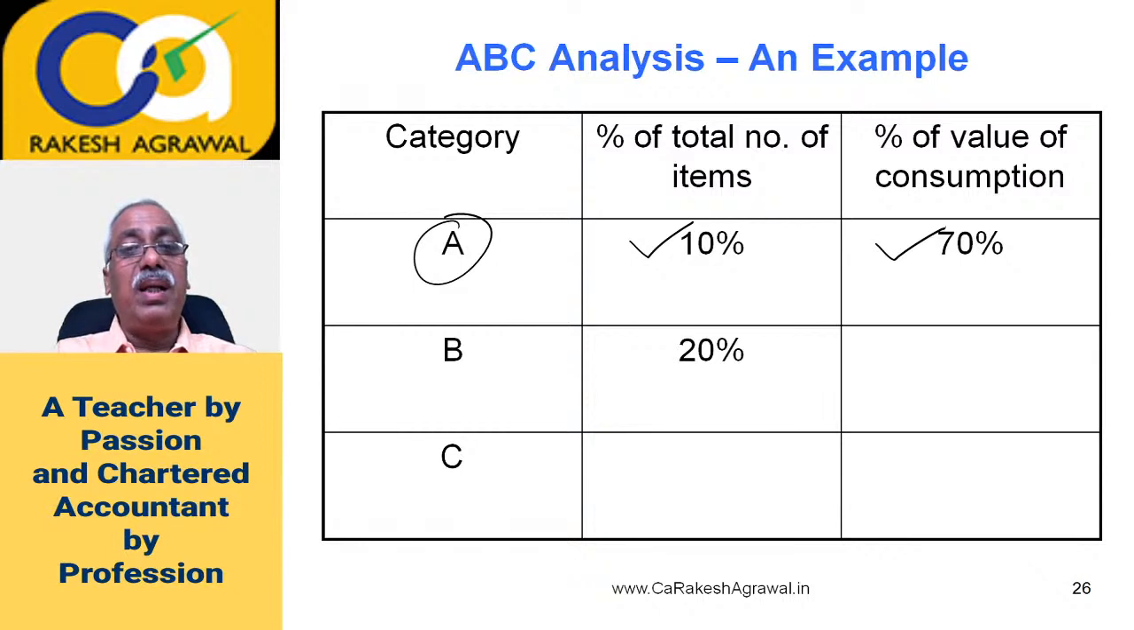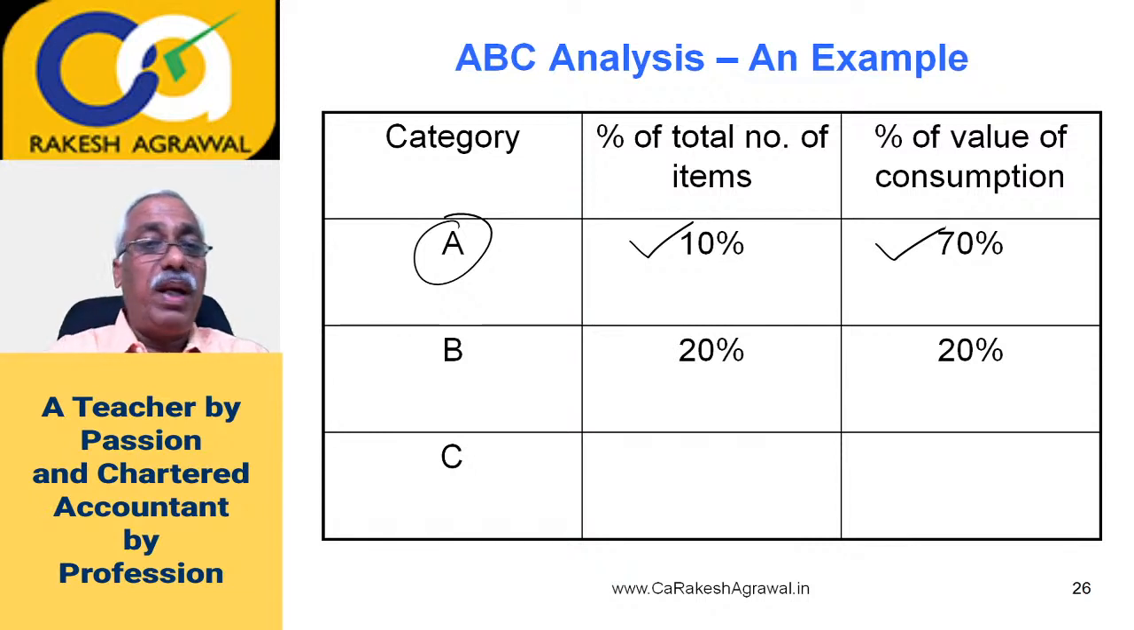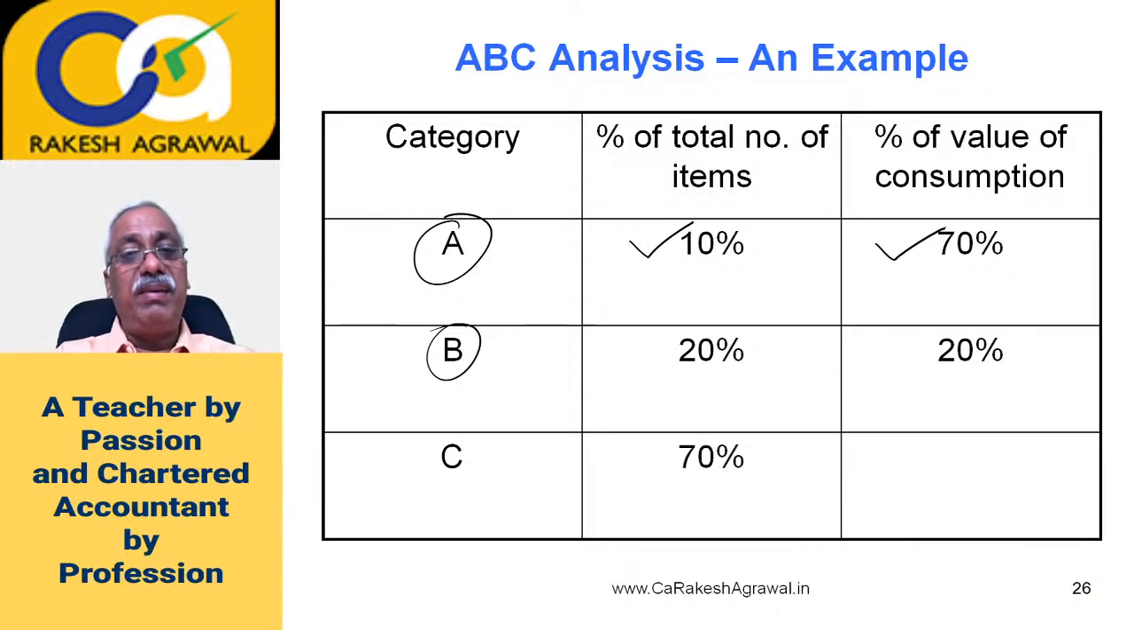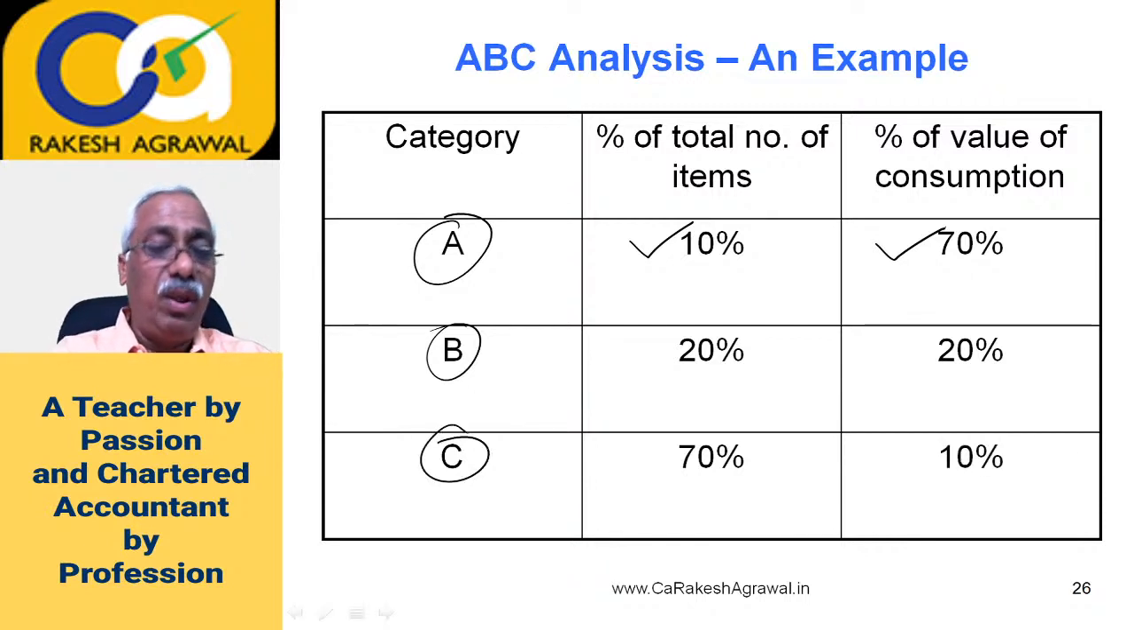Let us say in B category you have around 20% items and around 20% consumption value. These are all imaginary percentages. These are not fixed, please remember. In every organization, the percentage may slightly vary. So for B category, you will pay moderate attention. And for C category items, let us say they are 70% of the items, but they account for only 10% of the consumption value. So to C category items, you will pay lowest attention.